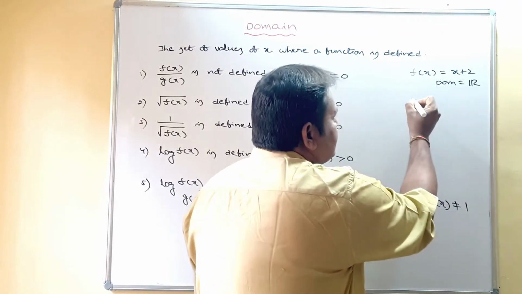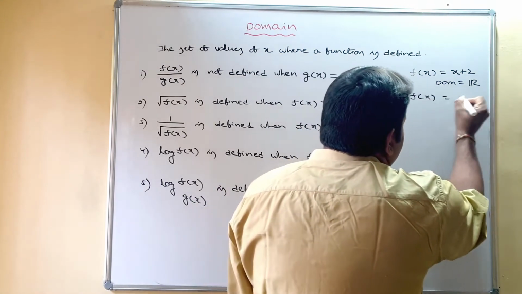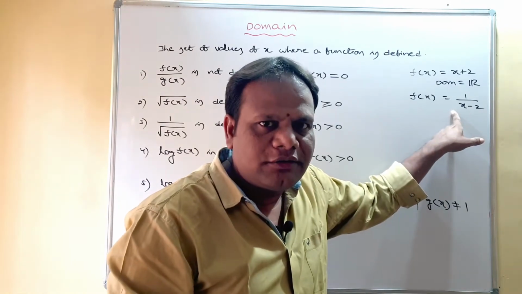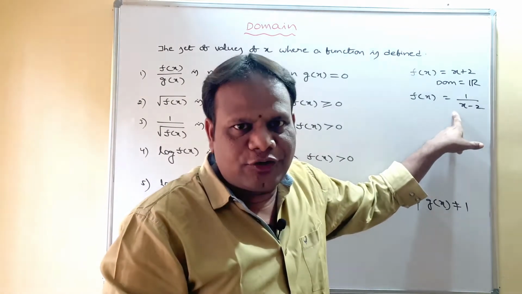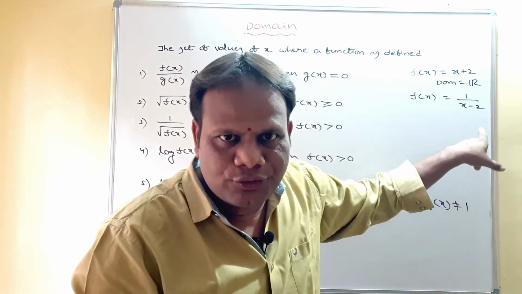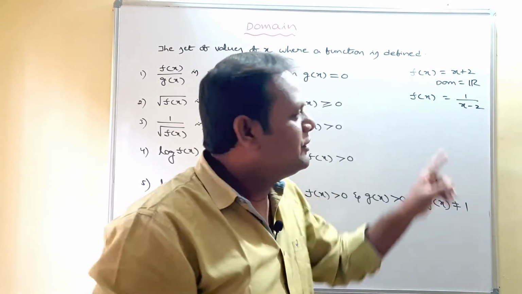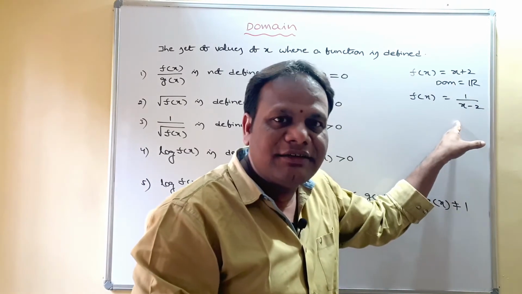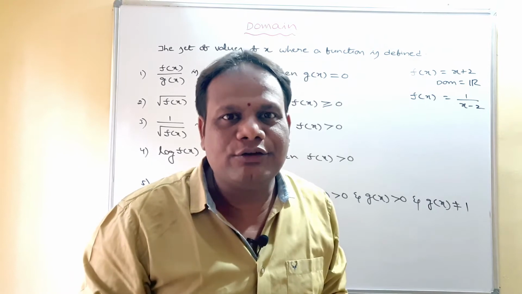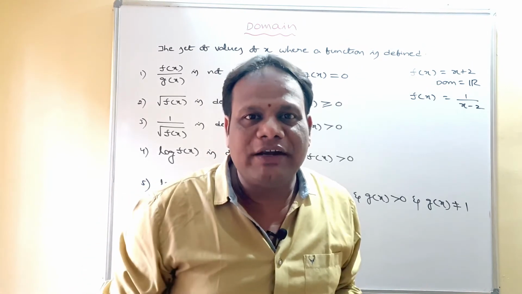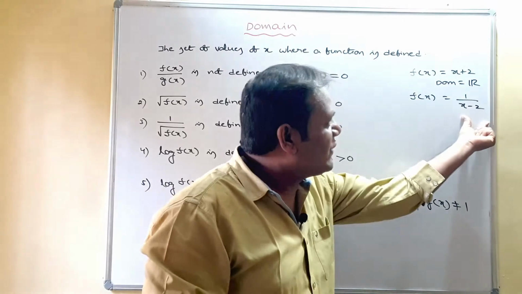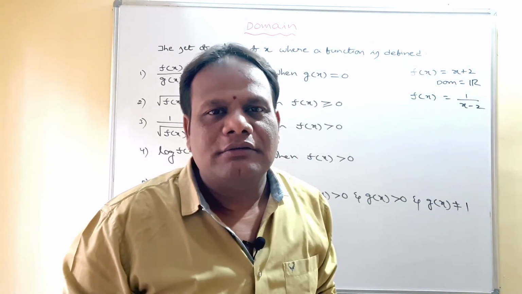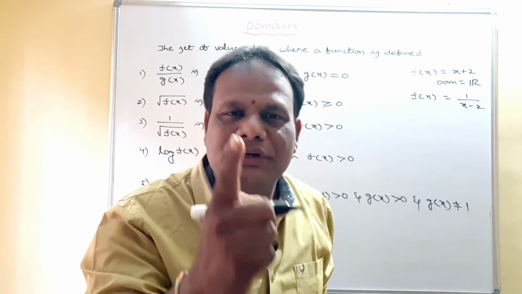Suppose the function is f of x equal to 1 by x minus 2. So can I take x equal to 1, x equal to 3, x equal to 5? Can I take x equal to 2? No. Why? If you take x equal to 2, in denominator you get 0. So in denominator if you get 0, that function is not defined. So this function is defined for every real number except 2.